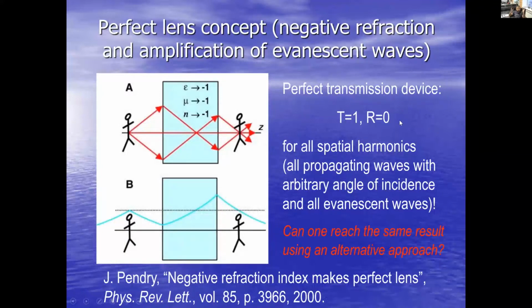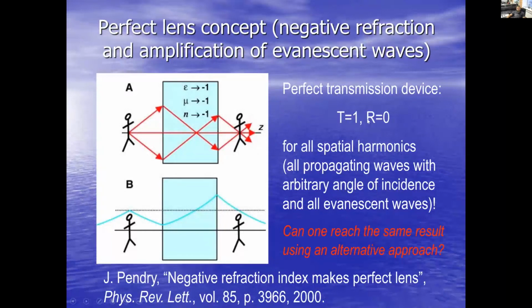Importantly, a slab of free space is not a perfect transmission device because evanescent waves do not pass through. So only propagating waves are passing through, but also they accumulate some phase. So also the transmission coefficient is not exactly 1. But a perfect transmission device is something which transfers the field distribution from plane to plane, 1-to-1, without any modifications. So the transmission coefficient is 1.